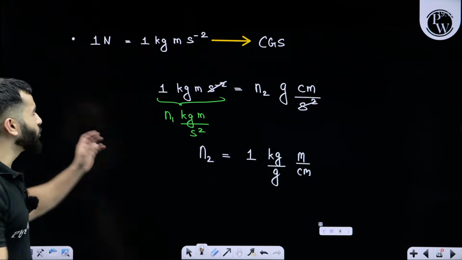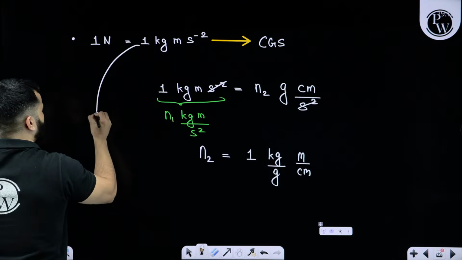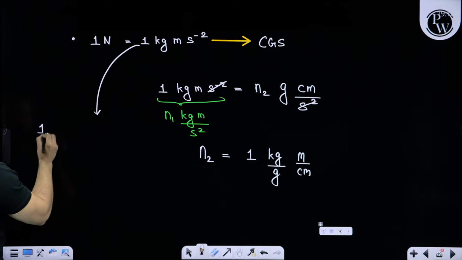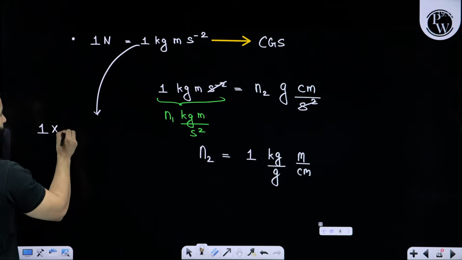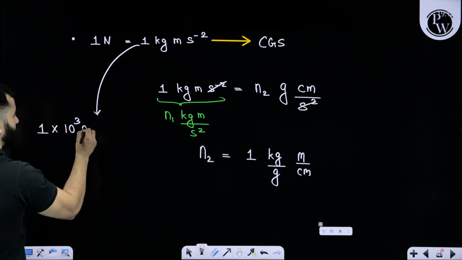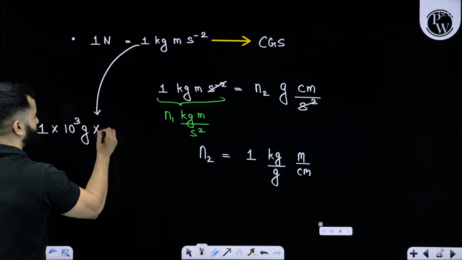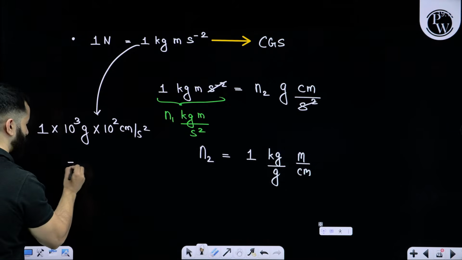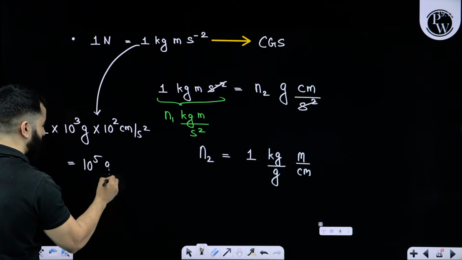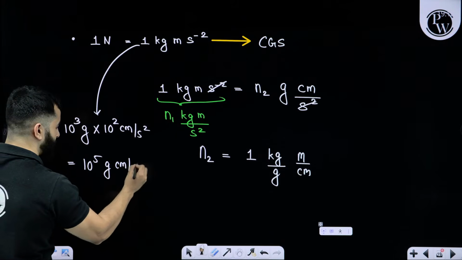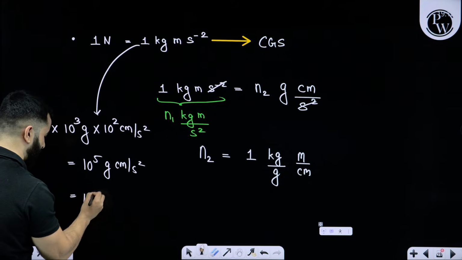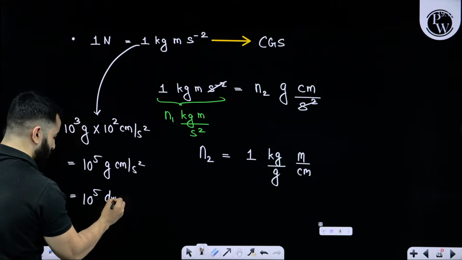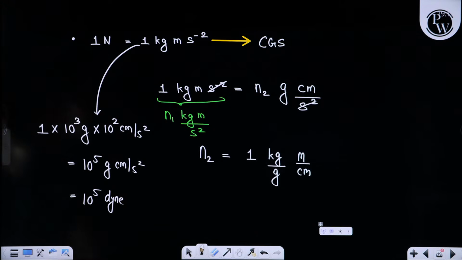You have been doing this. Before this we were quickly finding out, for example, that 1 kilogram will be 10 to the power 3 gram, and 1 meter will be 10 to the power 2 centimeter. That's it. So this comes out to be 10 to the power 5 gram centimeter per second square, or 10 to the power 5 dyne. So similar kind of thing. That's all, right?